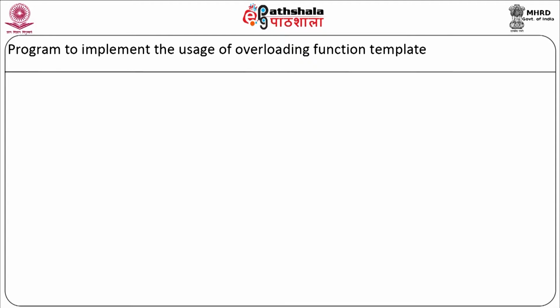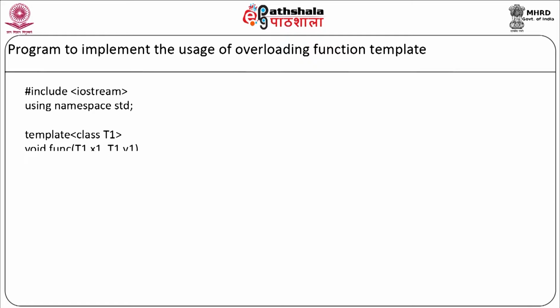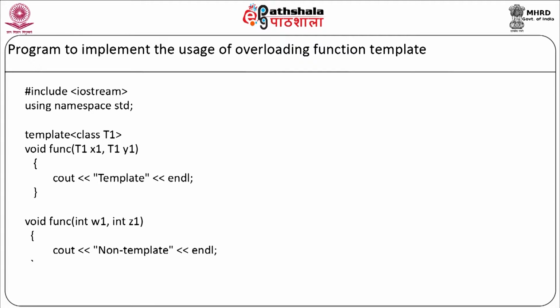Now let us see a program to implement the usage of overloading function templates. We will start with our program: #include <iostream>, using namespace std, template <class t1>, void func(t1 x1, t1 y1), cout << "template" << endl. This is our first function template that we have defined. Now we will define the second function as void func(int w1, int z1), cout << "non-template", and end of the function. So we have defined one func function as a template function and the second func function as a non-template function.